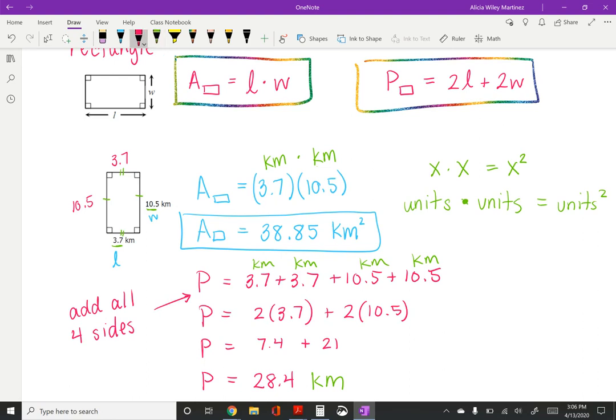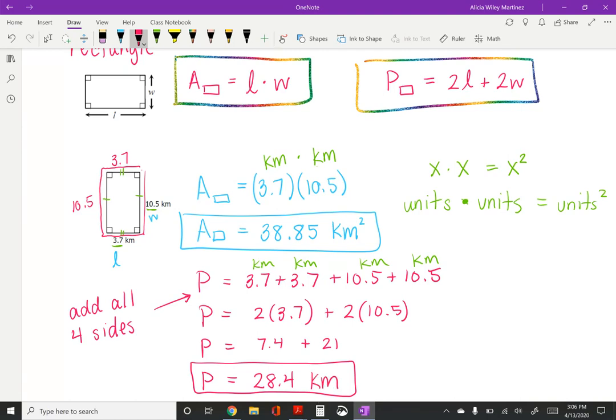If you were driving around that rectangle, let's say this was some sort of racetrack or streets, right? If you said, I started here and I went down, and then I went left, and then I went right, and then I went right. How far have you gone? Well, I've gone 28.4 kilometers. So you can think of it that way when thinking about the units of measure there.